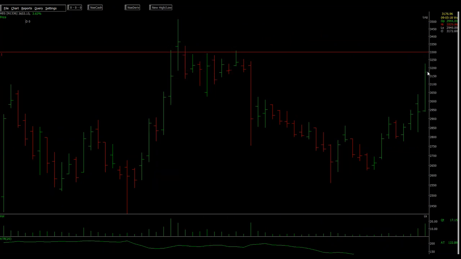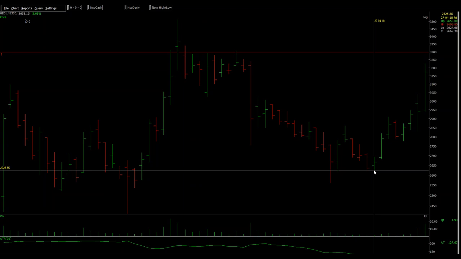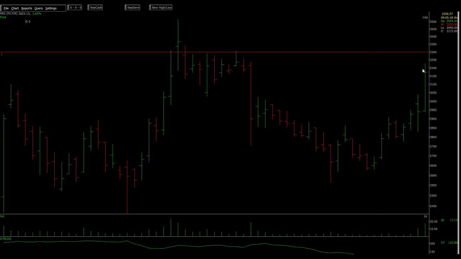This is 9th of May. I was looking at the stock. I had no position on 9th of May. The stock had been going up in just 5-6 days. It went up from 2600 to 3200. That's about a 30% jump, and it was approaching this red line.